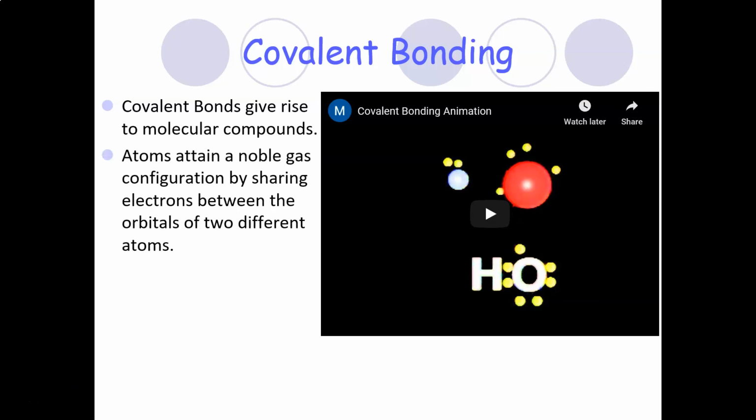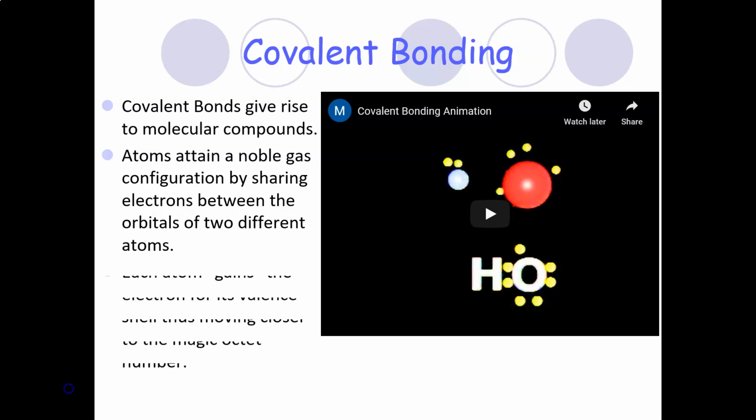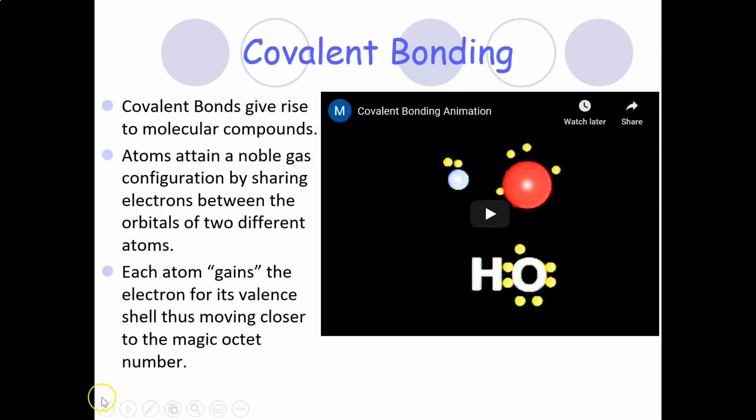And remember that in a covalent bond, the atoms are trying to get a noble gas configuration. They are trying to get usually an octet, usually 8 electrons. The one exception would be hydrogen. It only needs 2 because its first sublevel will be filled with 2 electrons. But to do that, they will share electrons between orbitals. And each atom, by doing this, gains the use of that other partner's electron for its valence shell. So it's moving closer to that octet number.